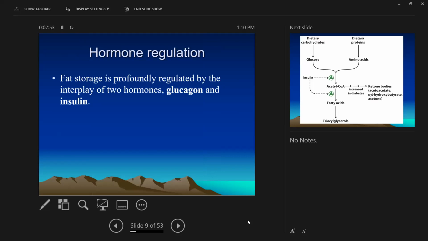So fat storage is regulated. I use the term here, profoundly regulated, because that's not too far from wrong, by these two hormones, glucagon and insulin. Our friends back at it again. Insulin is pro-fat storage. Glucagon is pro-fat degradation, anti-fat storage. Insulin is pro-fat storage, anti-fat degradation. So these two are mirror images of each other in what they do.